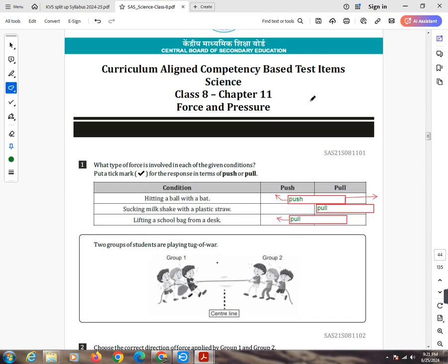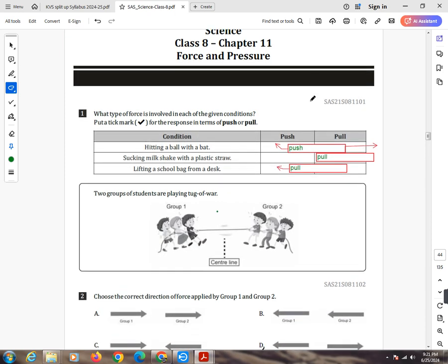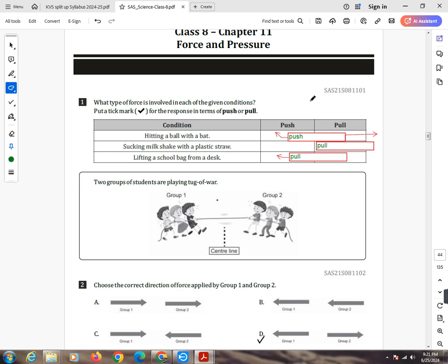Question number 1 is, what type of force is involved in each of the given conditions? Put a tick mark for the response in terms of push or pull. As you can see here, in column number 2 and column number 3, push and pull, two pieces of information are given, and here the action is given, hitting a ball with the bat. So what kind of action are we applying, whether we are pushing the ball or pulling the ball? So the correct answer is push.